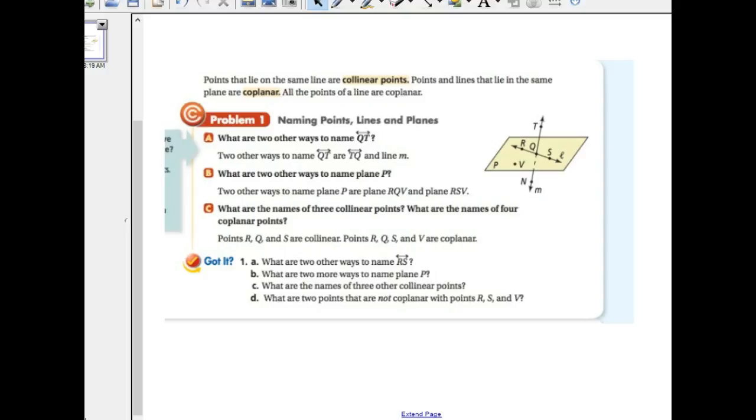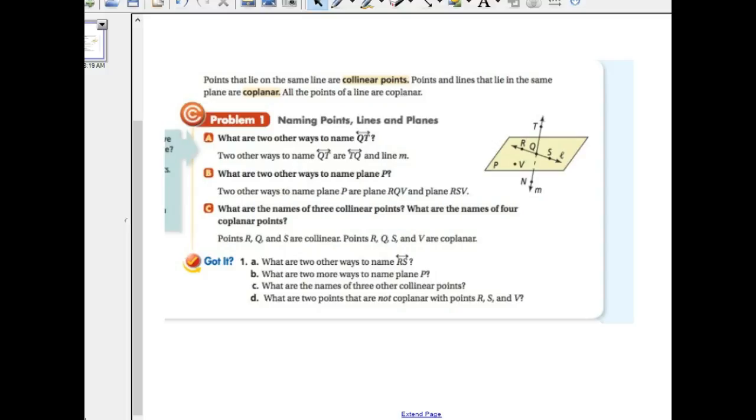Now, in problem number 1, it wants us to name certain points and certain lines and certain planes. What are the two other ways to name QT? Well, QT is this line right here. So when we look at this particular line, another way to name QT could be TQ, which is just the other way. That's one of them. Or if you see this little small letter down here, M, that simply means that we can name the whole line based on that small lowercase letter, which is line M. So there's a couple of ways that we could name that line.